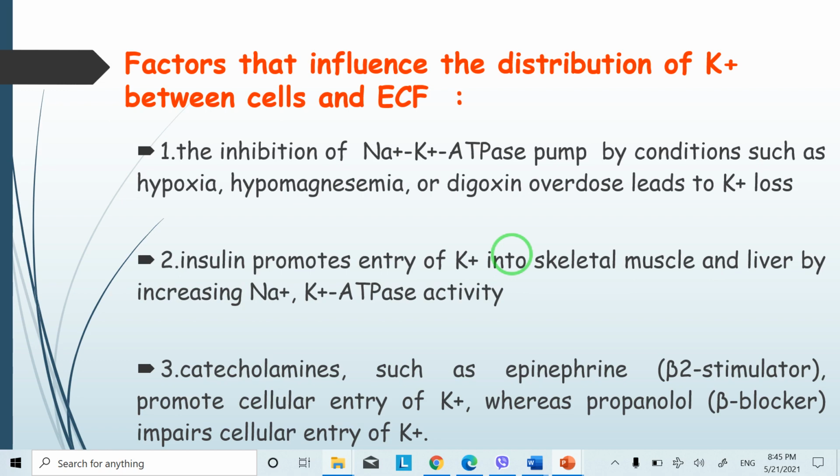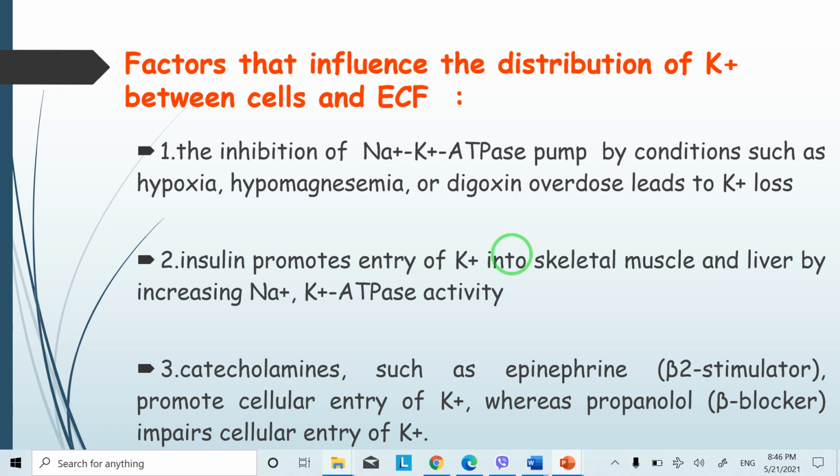The epinephrine, which is a beta-2 stimulator, also promotes the entry of potassium, or enhances the entry of potassium to inside the cell, while the beta blocker, for example, the Inderal, or the scientific name, propranolol, inhibits the entry of potassium to inside the cell.